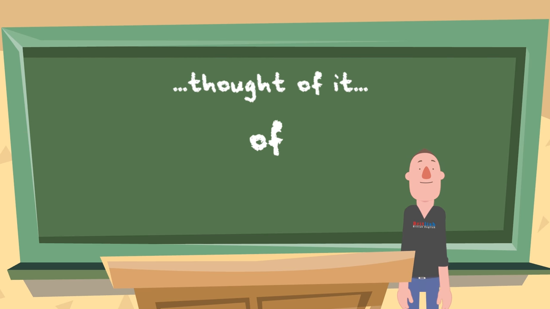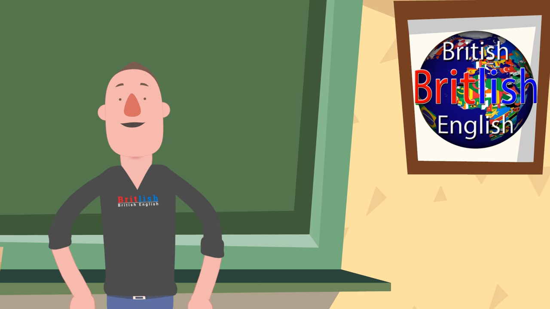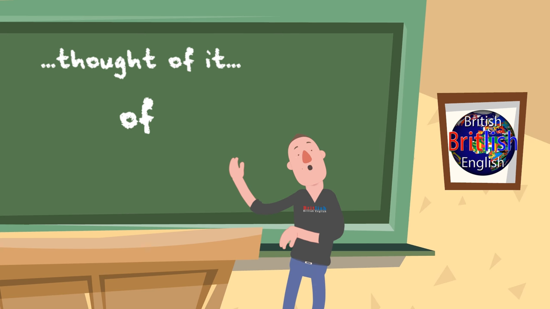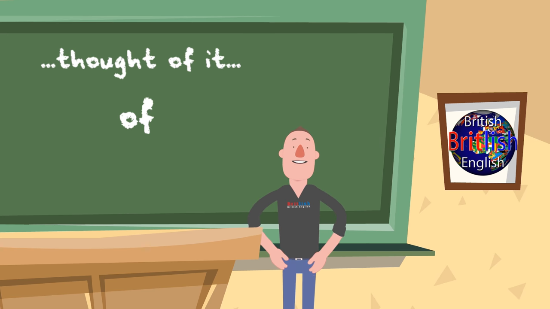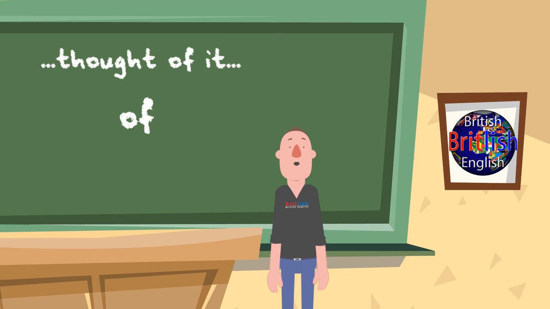Thought of it. This is because it's in a weak stress position. If we say it in its strong form, it sounds wrong. Thought of it. Of course it does, because "of" is most commonly weak, and the weak form is "uv". If all teachers thought of this when teaching, their students would be one step closer to having better pronunciation.